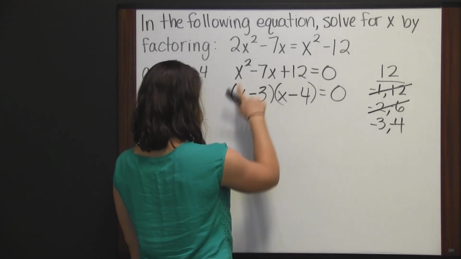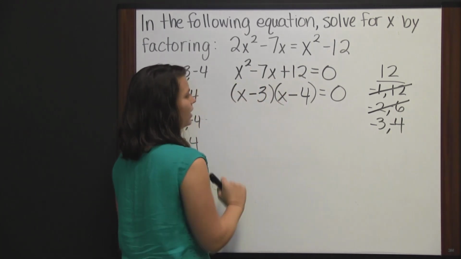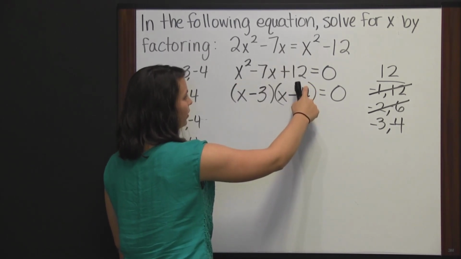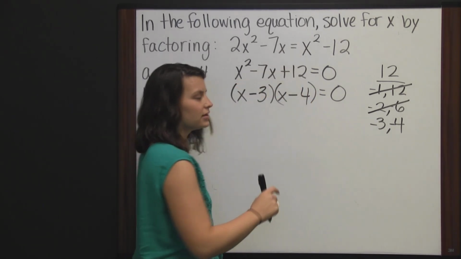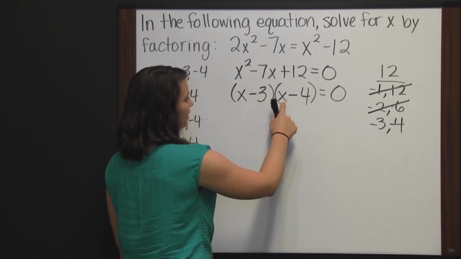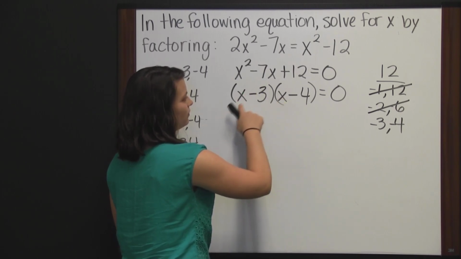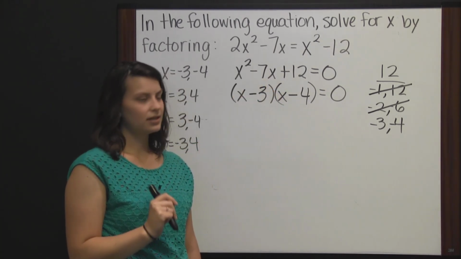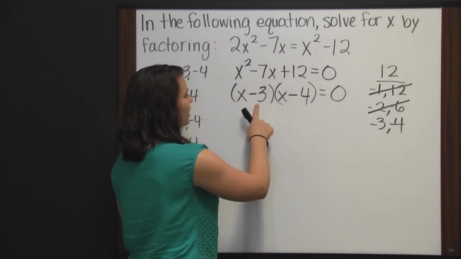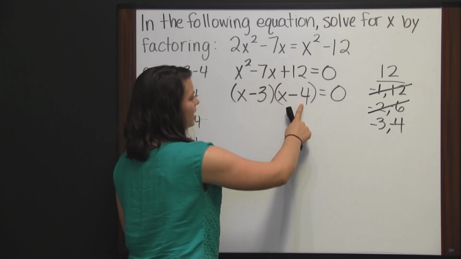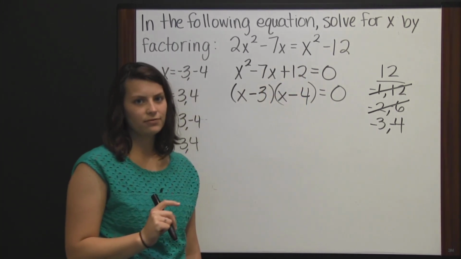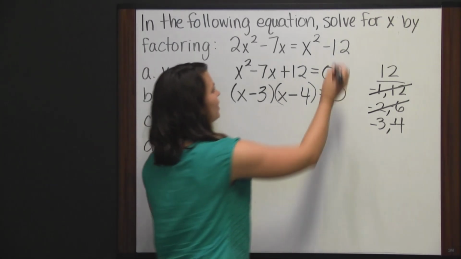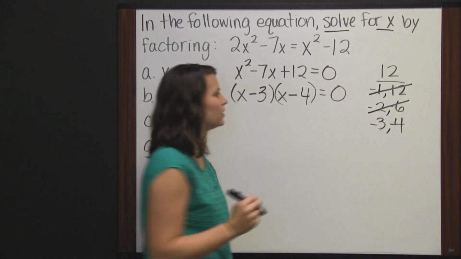So we do first times first, x times x, x squared. Outer, x times negative 4 is negative 4x. Then the inner, negative 3 times x, negative 3x. So you have negative 4x plus negative 3x, which is the middle term, negative 7x. And then finally the last, negative 3 times negative 4, which is a positive 12. So now we've checked and we know that we factored correctly. But we still haven't solved for x.